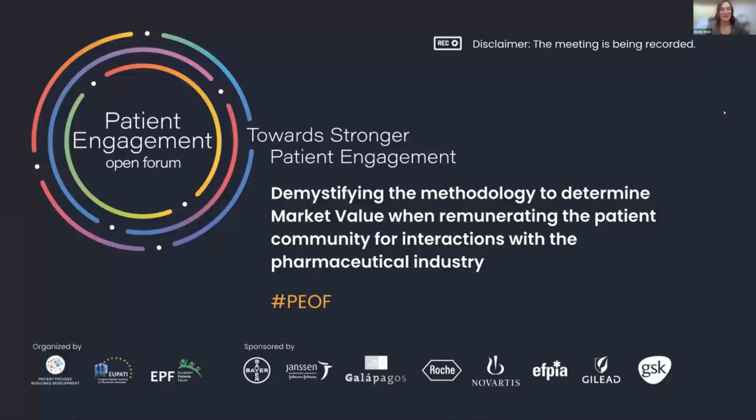Welcome to the Patient Engagement Open Forum and to this special session titled Demystifying the Methodology to Determine Market Value when Remunerating the Patient Community for Interactions with the Pharmaceutical Industry. My name is Nicole Wicke. I am a program manager at the Synergist, and I'm so pleased to have you all with us here today.